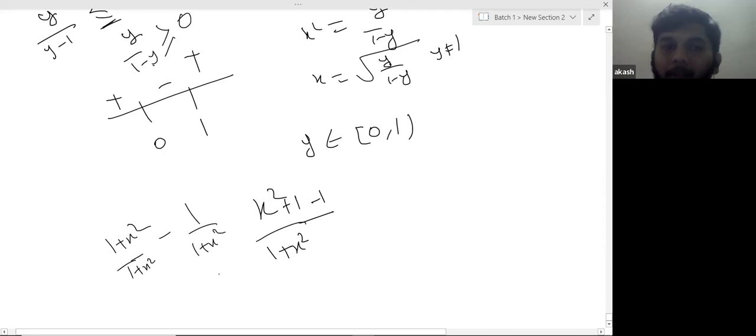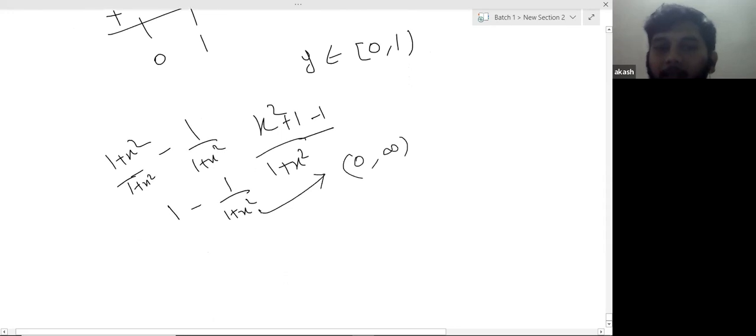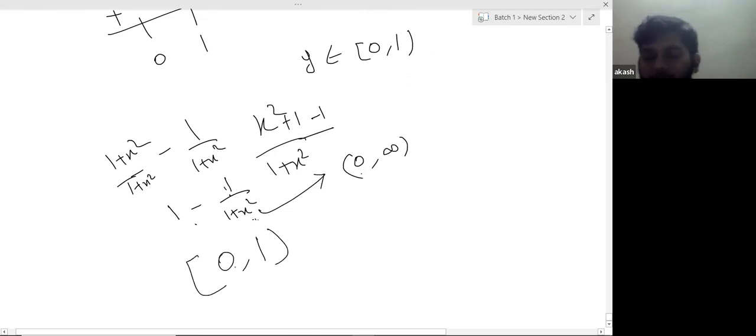This is 1 minus 1 upon 1 plus x square. I know that x square can be from 0 to infinity. So when x square is 0, 1 upon 1 is 1, and 1 minus 1 is 0. When it is infinite, 1 upon infinity is 0, and 1 minus 0 is 1. But this can never get to infinity, so here it will be an open bracket and here a closed bracket. Is this method clear?